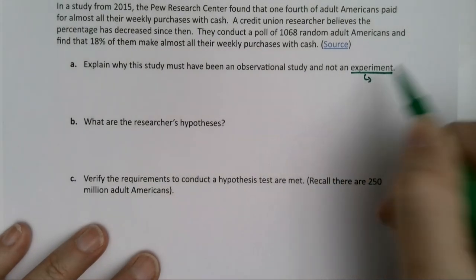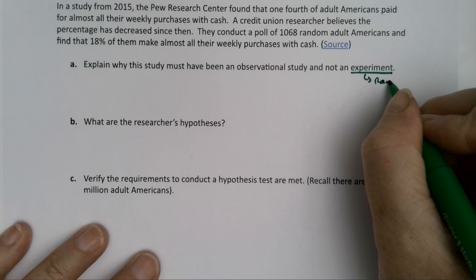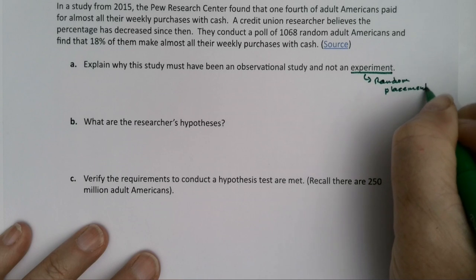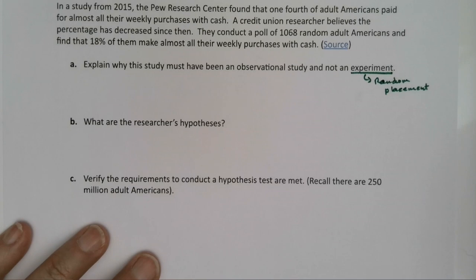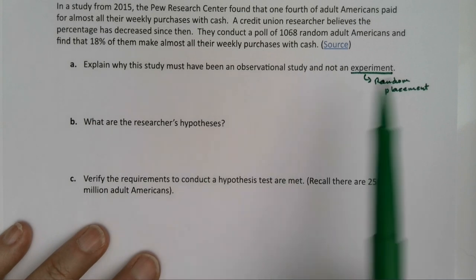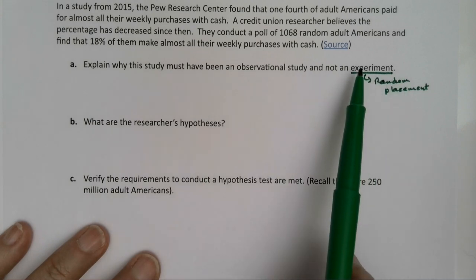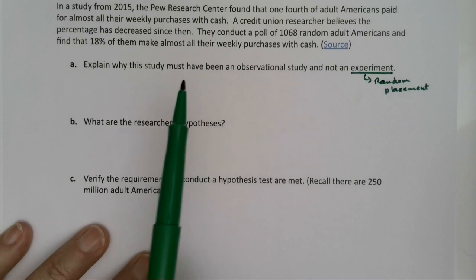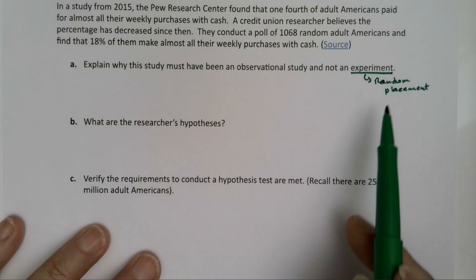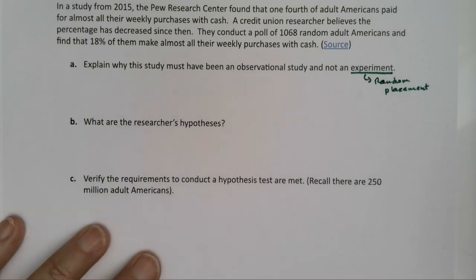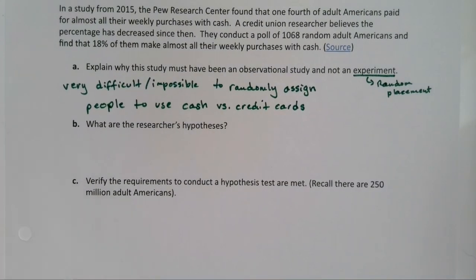Experiments require random placement. So you have to be able to randomly assign people, as the researcher, to use cash versus use credit card or whatever else they're using. And so that's not good, right? We can't enforce that. That would be too hard to enforce. So it would be not impossible, but very difficult to randomly place people into the cash group versus the credit card group. So I just wrote that down.